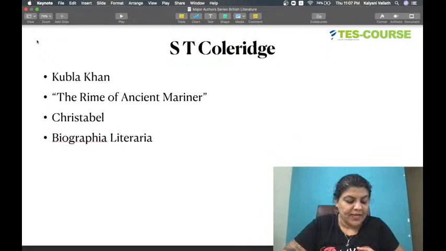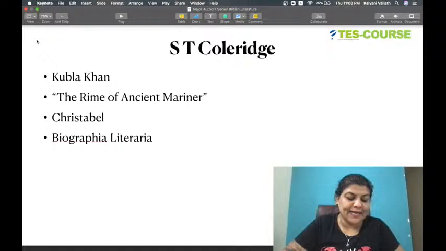In which poem by Coleridge is he addressing his infant son? It is Frost at Midnight.